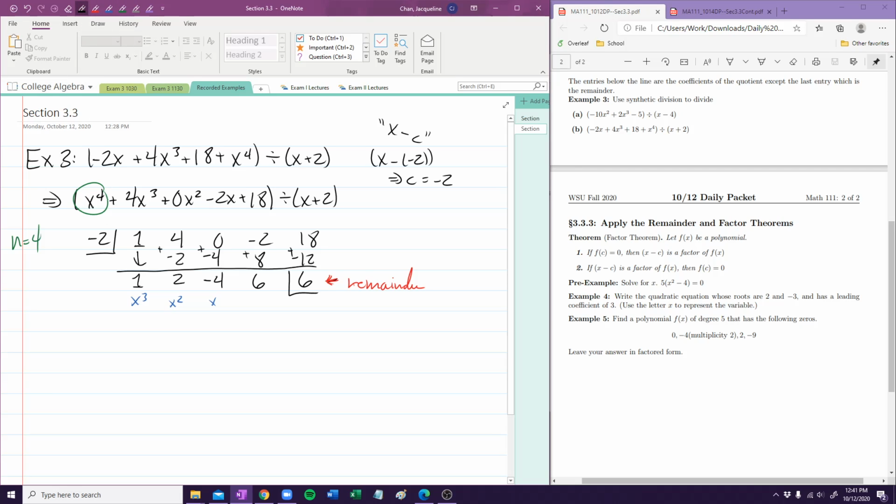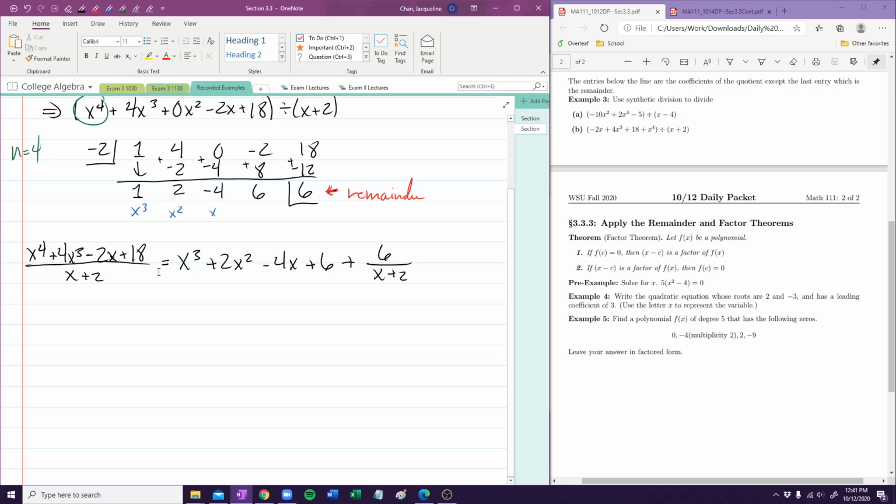So x to the fourth plus 4x cubed minus 2x. Don't need to write the plus 0x squared because that simplifies to be nothing. And remember, it is your quotient. So my quotient in this case is just x cubed plus 2x squared minus 4x plus 6. And then my remainder is 6, so this is 6 over x plus 2. And that's my final answer.